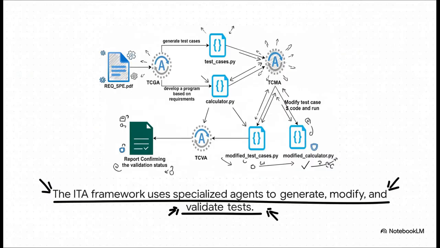So, take a look at this. This is a framework called Intelligent Test Automation, and it's a perfect example of this team concept. It shows how multiple agents can work together on a single task, in this case, software testing. Instead of one agent trying to juggle everything, the job gets broken down and passed along an assembly line of specialized agents. Let's dig into what each one does.